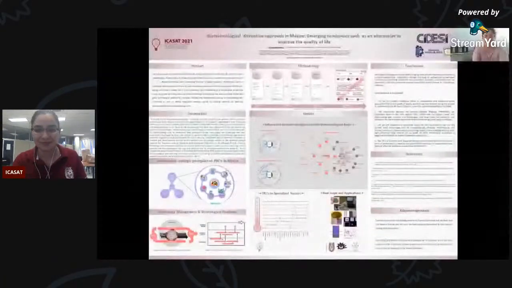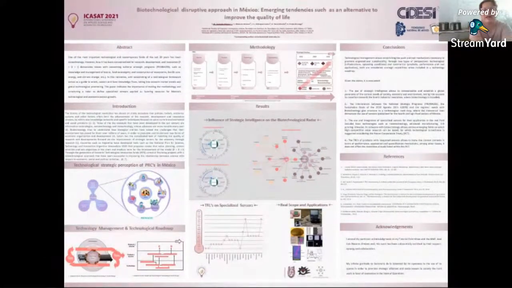The next attendant is Victor Manuel Hurtado Pájaro from CIDESI. The subject is Biotechnology Disruptive Approach in Mexico, Emerging Tendencies as an Alternative to Improve the Quality of Life. I come from the Center for Engineering and Industrial Development, CIDESI, and the purpose of this work is to show the development of the biotechnological disruptive approach in Mexico, emerging tendencies which are an alternative to improve the quality of life.